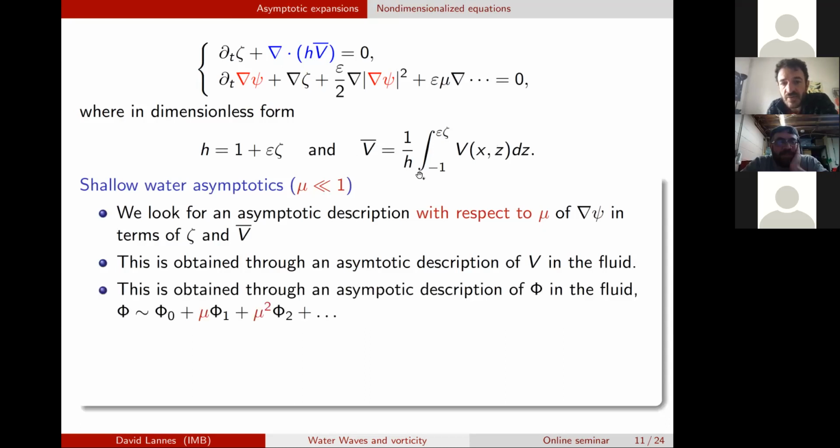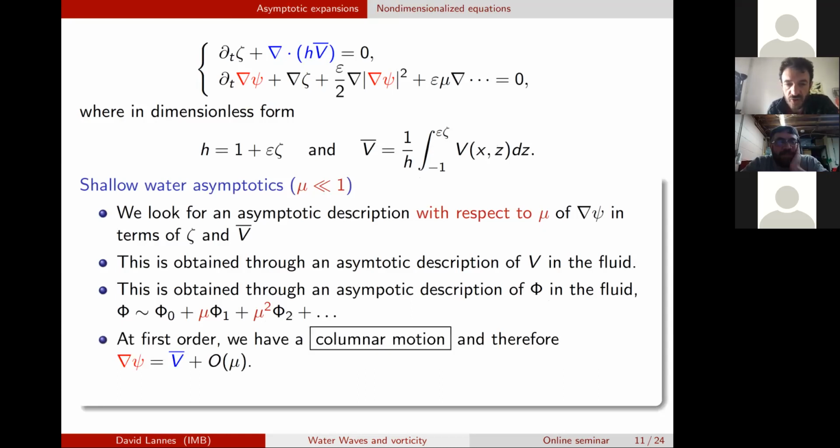And in order to have an asymptotic expansion of v, it is enough to have an asymptotic description of the velocity potential because v is equal to gradient of phi. So we are going to look at an expansion of the velocity potential in terms of phi0 plus mu phi1, etc., etc. You plug this into the equations and you solve it. So I will not do it here. This is quite classical.